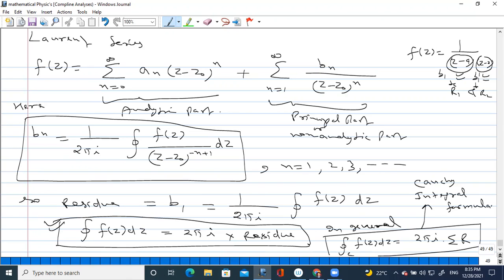Now, these are just the basics we are developing. Otherwise, we will do the numericals separately. And one more thing you must know: how many types of singularities we are dealing with.